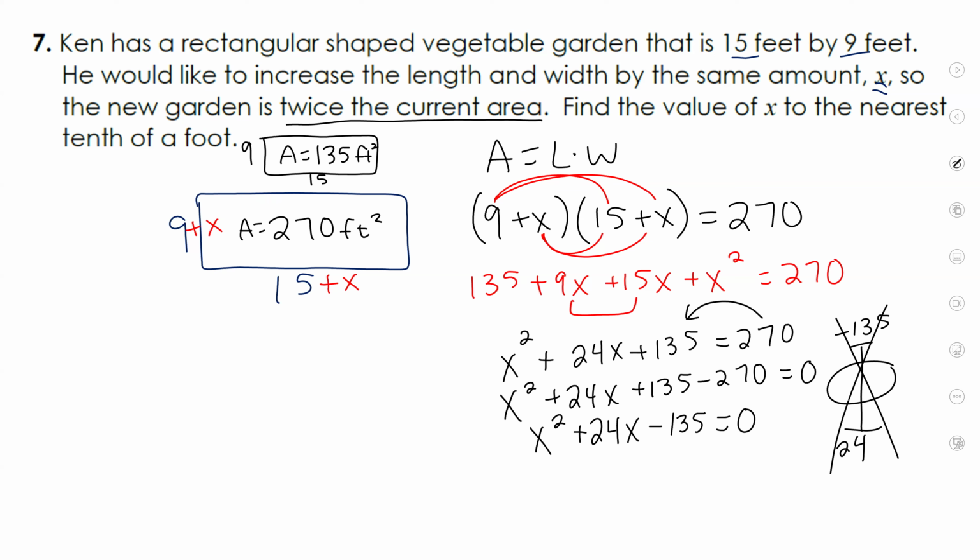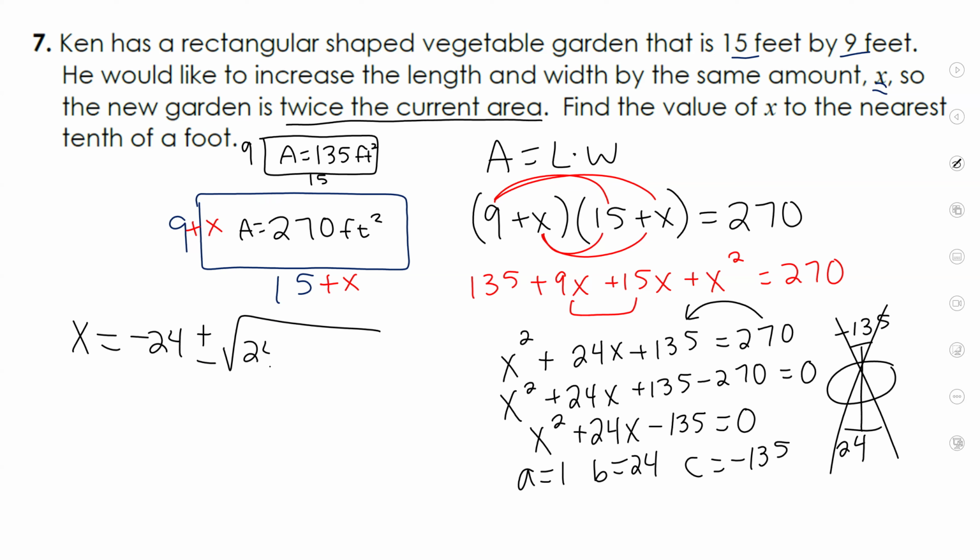So A is 1, B is 24, C is -135. We're gonna plug that into our quadratic formula. x equals -b, so -24, plus or minus the square root of 24 squared minus 4ac, all over 2. So guys, type into your calculators, what's 24 squared?